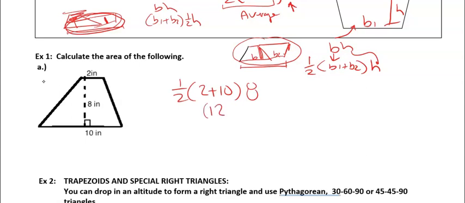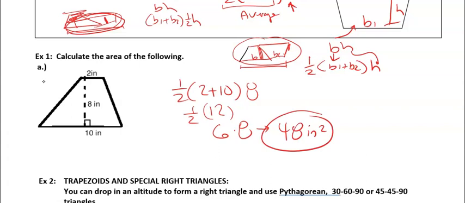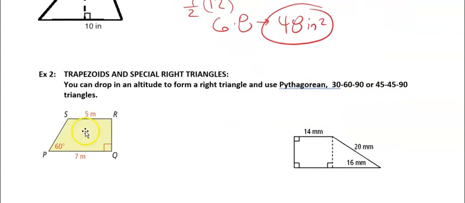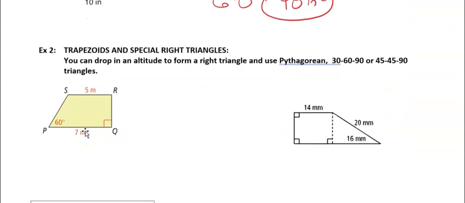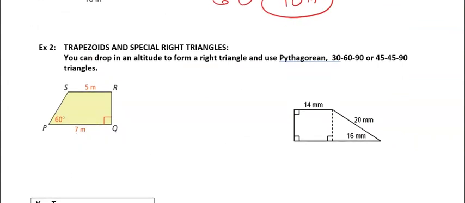So the bases together give you 12, and we're going to average them. So the average is 6. And you're going to multiply by your 8, and that gives you 48 inches squared. Does anybody have any questions on that? Okay. All right, let's go ahead and do 2 more together, and then you guys can work on some.